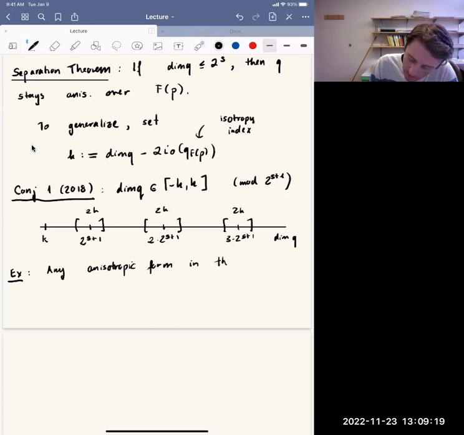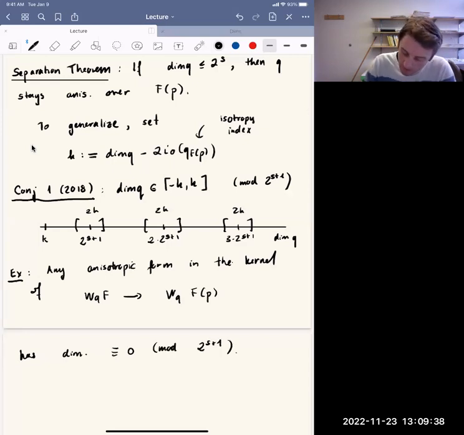lying in the kernel of the scalar extension map from the Witt group of F, the quadratic Witt group of F, to the quadratic Witt group of the function field of P, has a dimension divisible by 2 to the s plus 1. So what that's saying is just if K is 0 here, then for non-singular forms, that would mean that the form becomes hyperbolic over the function field of P, and therefore represents an element in the kernel of this map. And the conjecture tells us then that the dimension must be divisible by this power of 2.